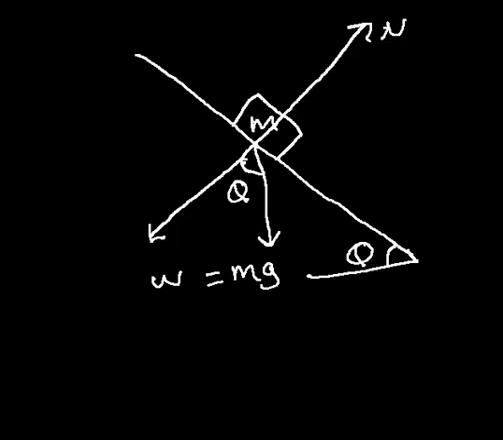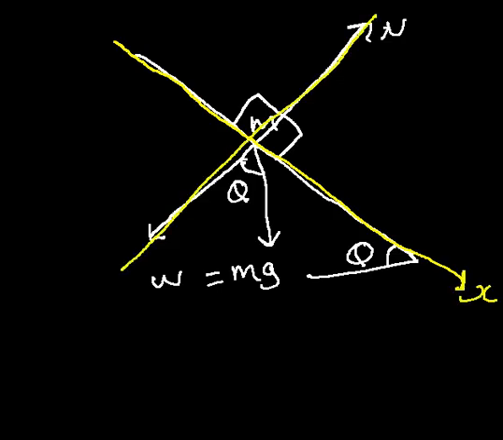Now we should look at the two-dimensional Cartesian plane. As you can see here, this is a typical two-dimensional Cartesian plane, where this is the x component and this is the y component. As you can see, the weight of the object is at an angle theta with respect to the y-axis.